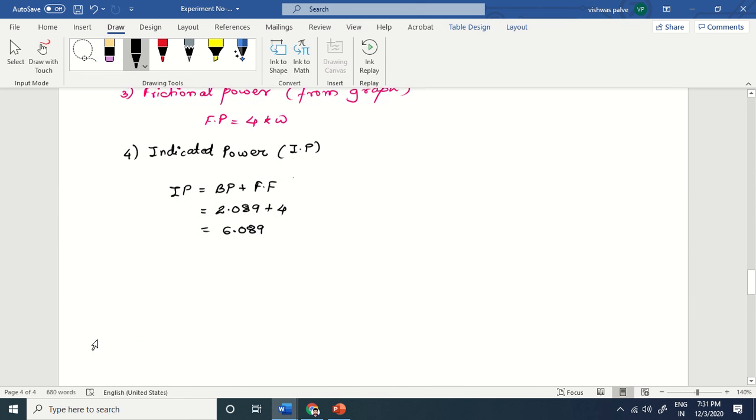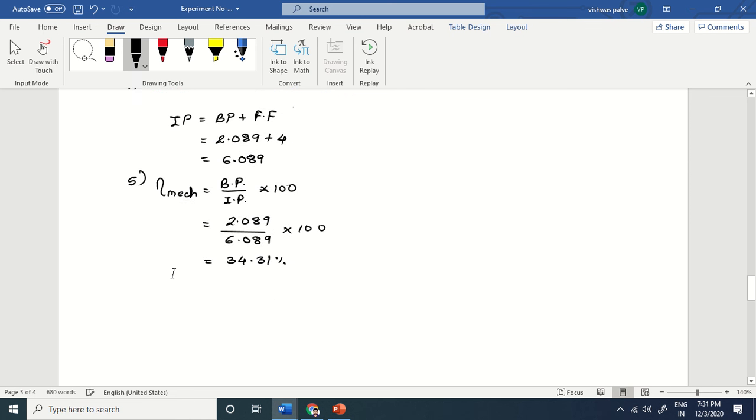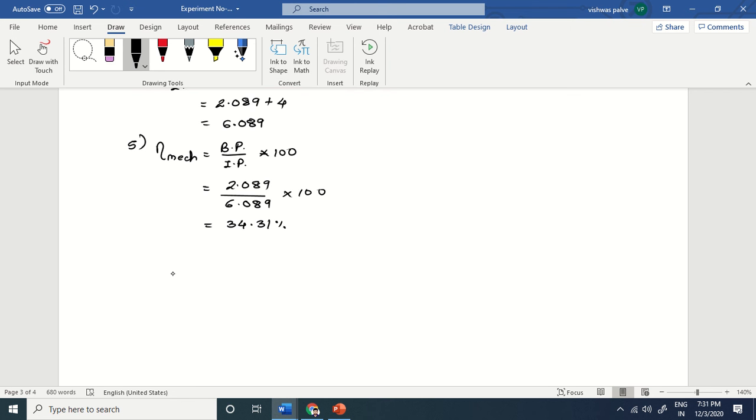So I'll show this for the second reading, that is the fifth term, mechanical efficiency. The mechanical efficiency formula is brake power upon indicated power multiplied by 100. So brake power is 2.089 divided by 6.089 multiplied by 100. So you will get the mechanical efficiency as 34.31%. So this was regarding the mechanical efficiency.